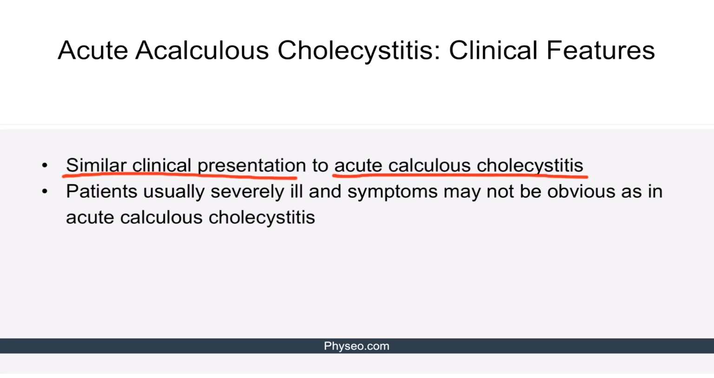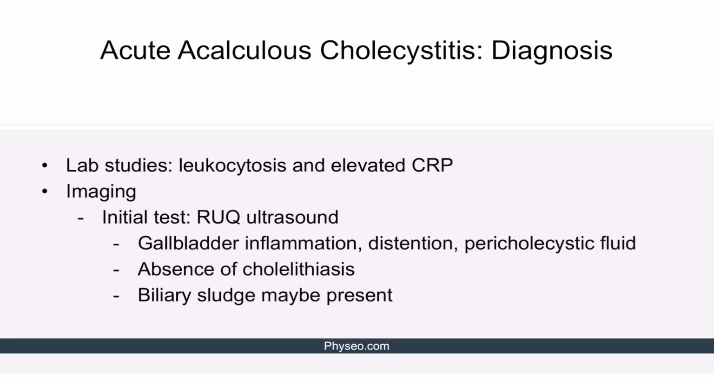Patients with acalculous cholecystitis are usually severely ill and have multiple comorbid conditions that may mask the symptoms of the disease. For the diagnosis of the disease, laboratory studies can show leukocytosis and an elevated CRP. A RUQ ultrasound shows similar findings to acute calculous cholecystitis, such as gallbladder inflammation, distension, and pericholecystic fluid, but there will be an absence of cholelithiasis and there may be biliary sludge present.